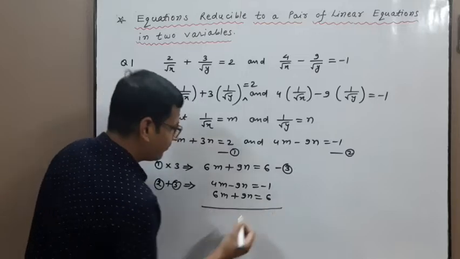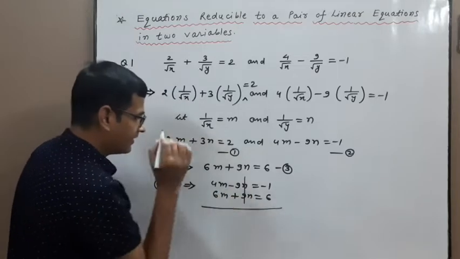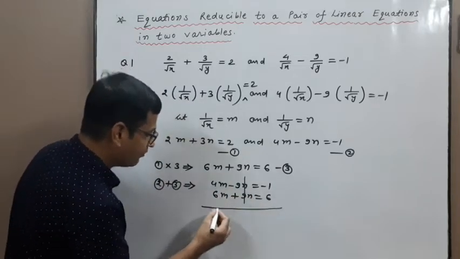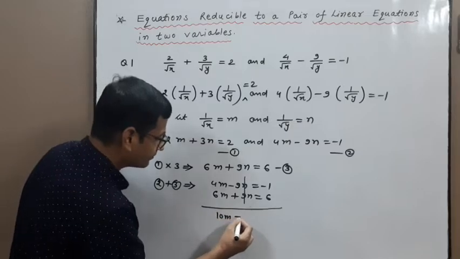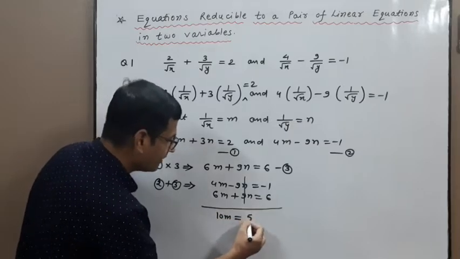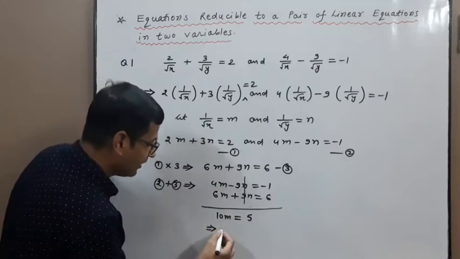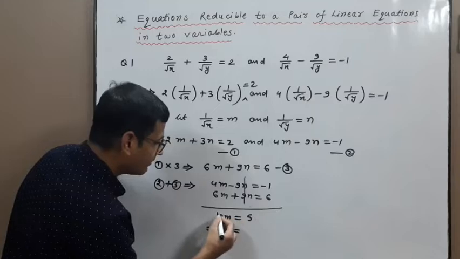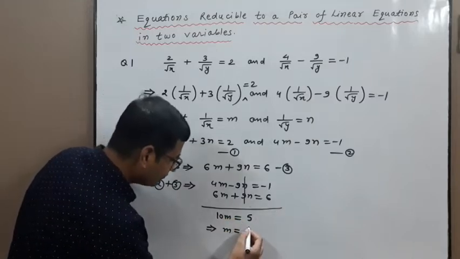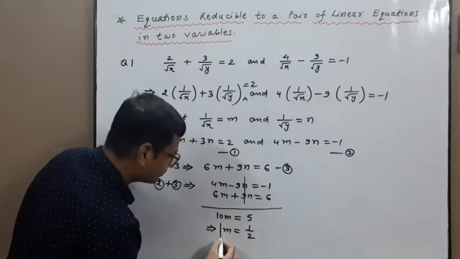And now add. When we add, 9n cancels, and 4 plus 6 is 10m equal to 5. So 10m equal to 5. So m equal to 5 upon 10, which means 1 by 2.